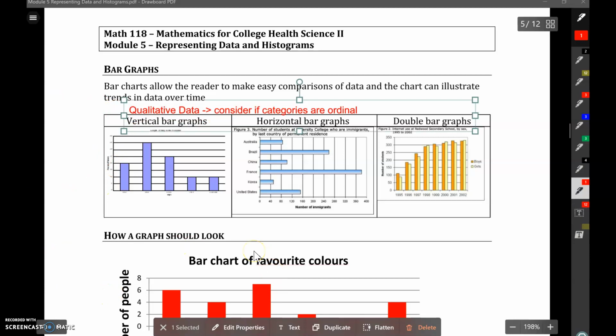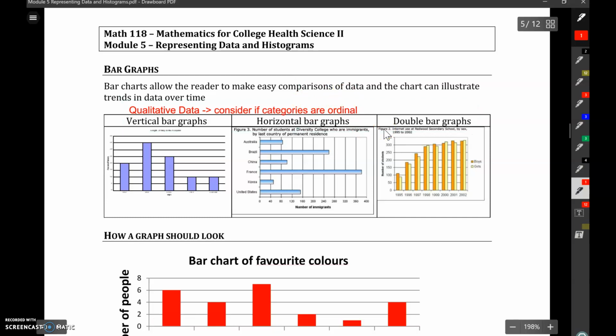So in a future activity, you're going to be making bar graphs in Excel. Excel won't automatically order the categories. If they are ordinal, you need to order them yourselves. Okay, so there are different types of bar graphs we can see.